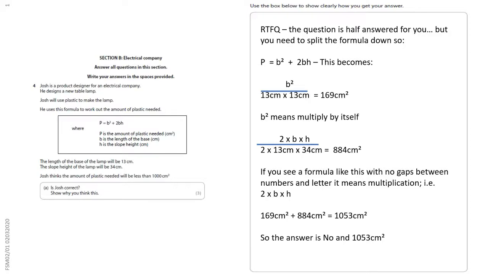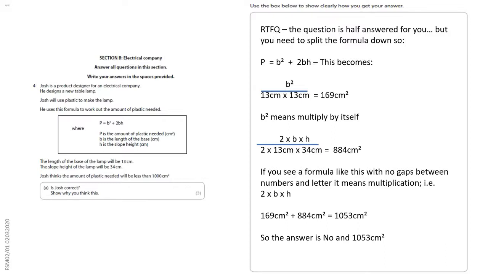Right, RTFQ. The question is half answered for you, but you need to split the formula down. B2 is actually B squared. So all we're doing is timesing the length of the base of the lamp, which is 13 centimeters, by itself. 13 centimeters times 13 centimeters is 169 centimetres squared. Then the 2BH.